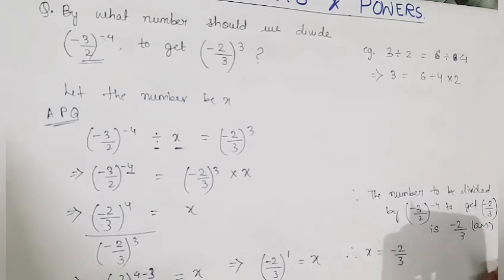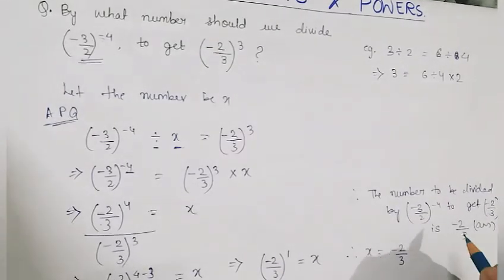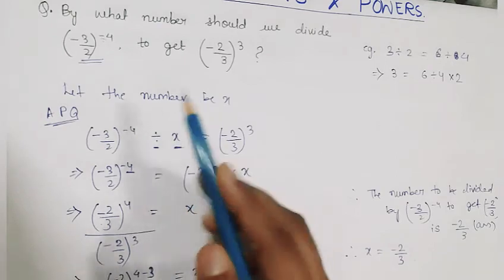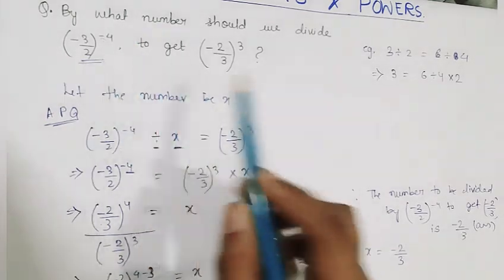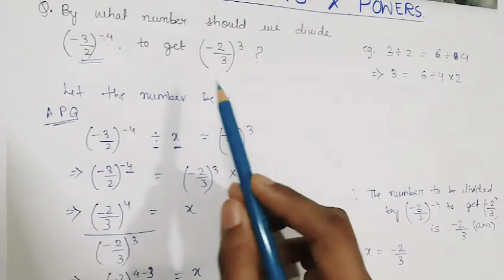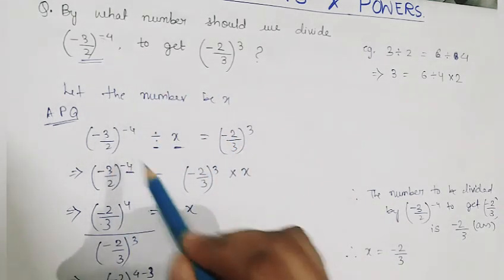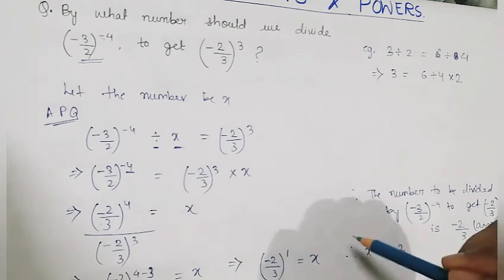I hope you have understood this. We had to find out a number by which this was to be divided to get this. So we took that number as x, formed an equation, and then solved for the value of x.